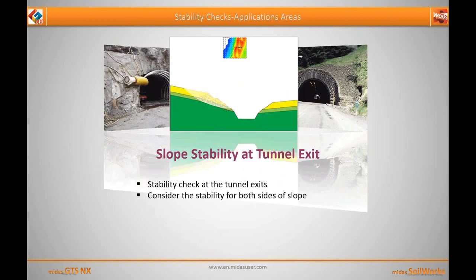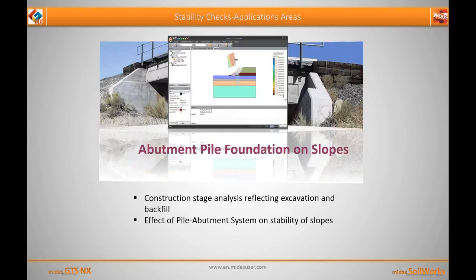Next is the slope stability at tunnel exits. Wherever you have a tunnel exit, slope failure becomes a very important check to perform, and one should perform the check for both the slopes coming onto the tunnel exits. Moving on, next we have the abutment pile foundation of slope. With abutment pile foundation, the construction stage analysis becomes very important, reflecting the excavation as well as the backfill. So the effect of the pile abutment system could be studied, like what their influence is on the stability of slopes.